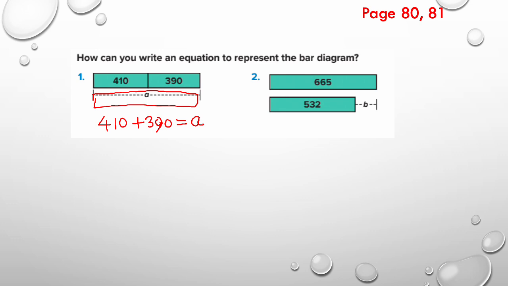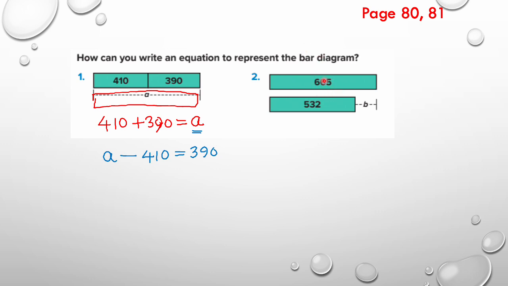If you want to write the subtraction equation, it will be like this. The biggest number, A, will become the first number. A minus 410 equals 390. Okay, now look at the second one. Can you try the second equation? Take a pause and find the answer for the second equation.